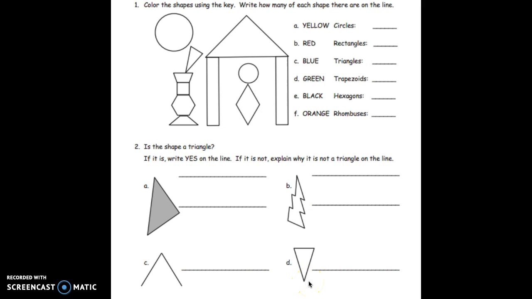D, is it a triangle? Write yes or no. If you write no, remember you have to explain why it is not a triangle. Before you write yes or no, be sure you think of all the attributes that make a triangle a triangle.